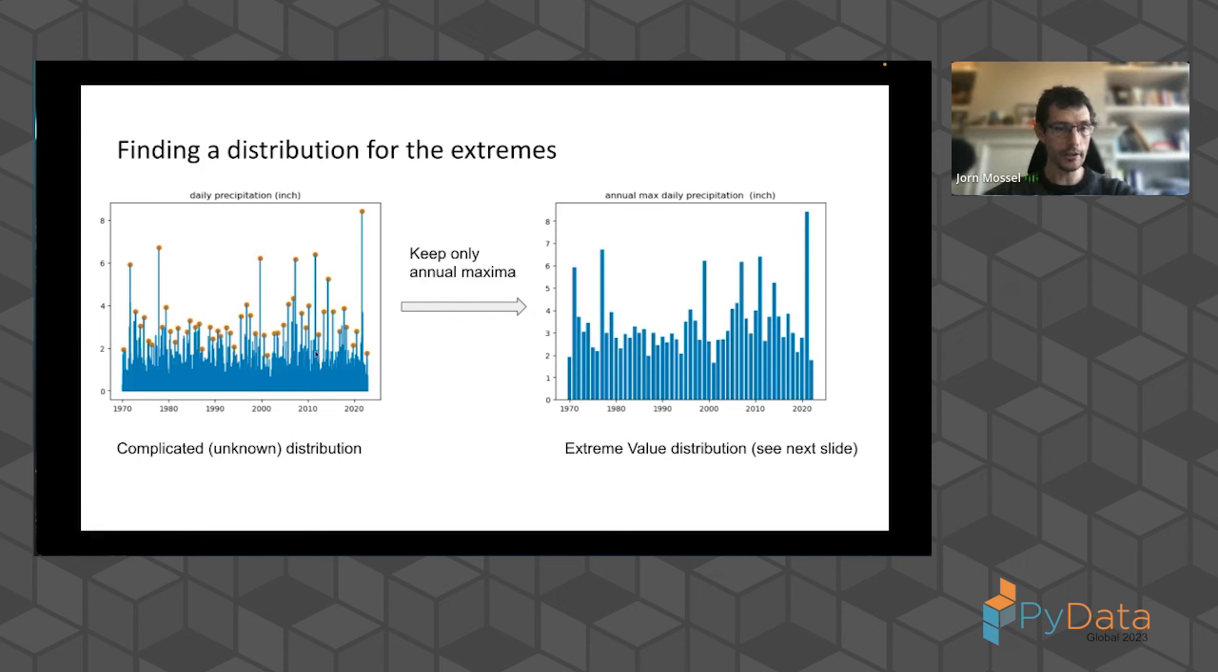So it's a bit radical, but it will be clear why we're doing that. In general, for natural phenomena like rainfall, temperature data, etc., if you look at daily data, that is a complex distribution, which we don't know. But if we follow this methodology, only taking the annual maxima, we get data that looks something like this. And here we can actually describe it with something called the extreme value distribution.